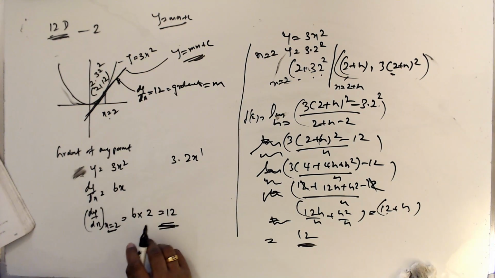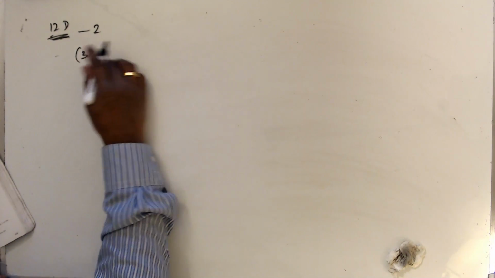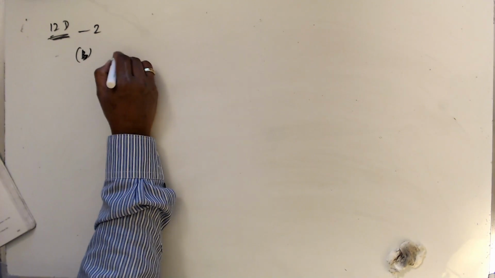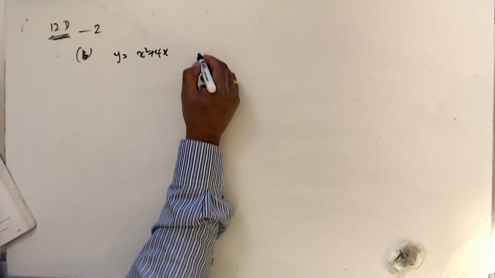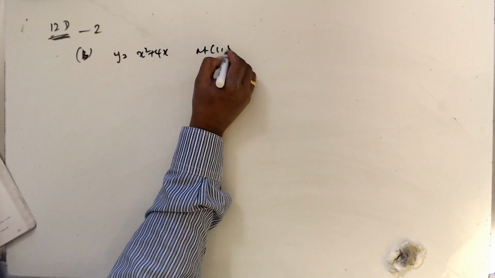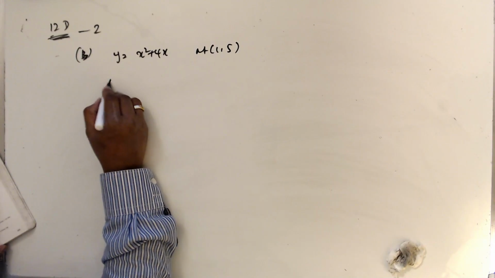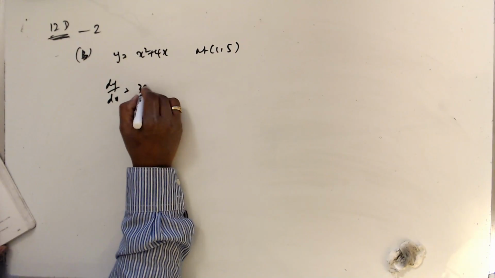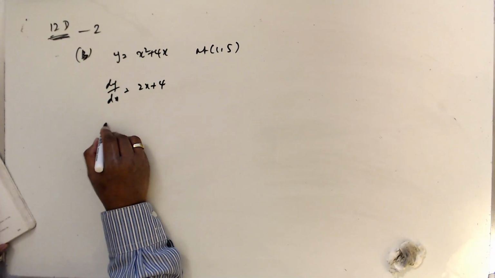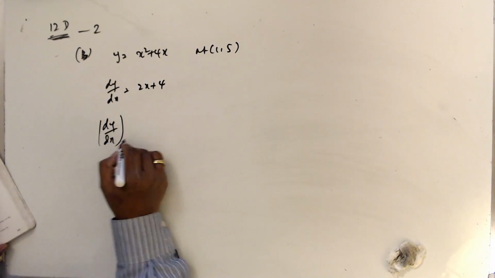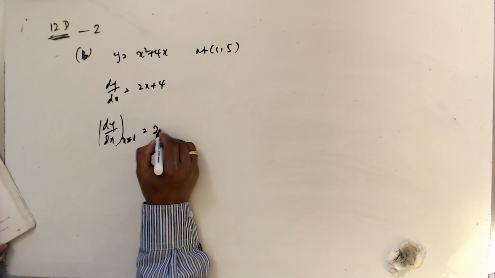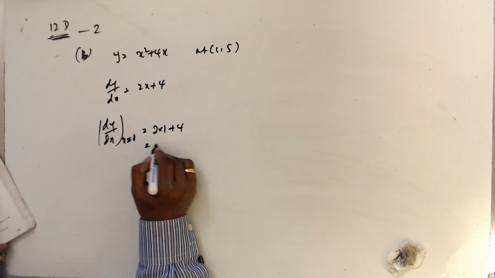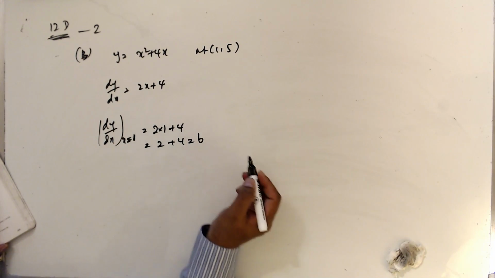Instead of that, now we have a short method. The next one is B, y equals x squared plus 4x at (1, 5). Now dy by dx is 2x plus 4. Then dy over dx when the x value is 1: 2 times 1 plus 4, which is 2 plus 4, is 6.